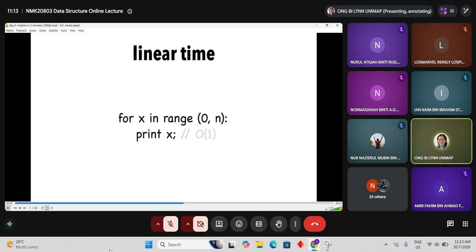We know the print statement is big O of 1. This means the block of code is n times big O of 1, in other words, big O of n. Okay? When n can change, it is big O of n. Print x is big O of 1. So when you have big O of 1 and big O of n, your answer will be big O of n. Alright?